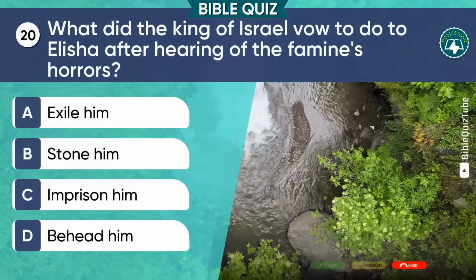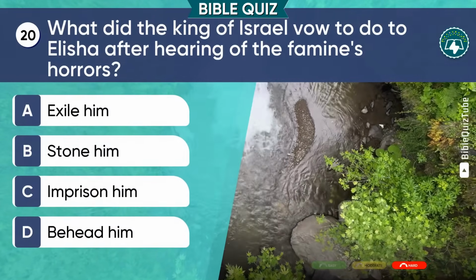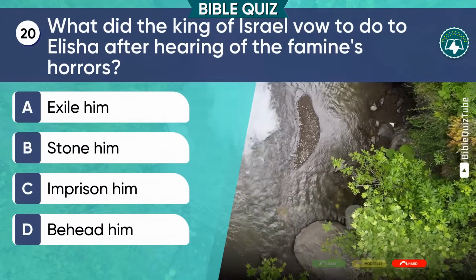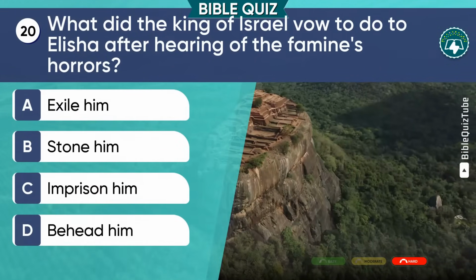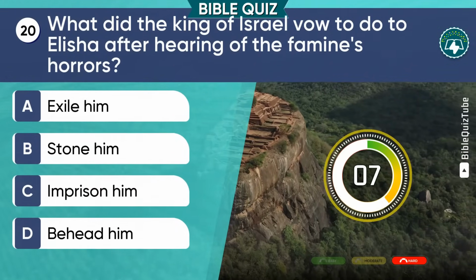Question 20. What did the king of Israel vow to do to Elisha after hearing of the famine's horrors? Take a moment to think. A. Exile him, B. Stone him, C. Imprison him, D. Behead him.